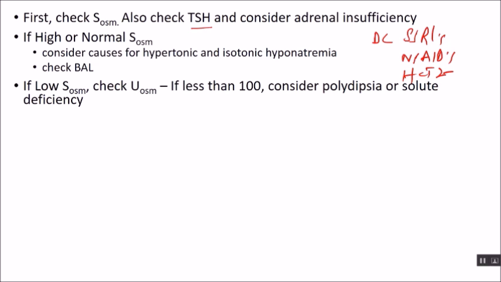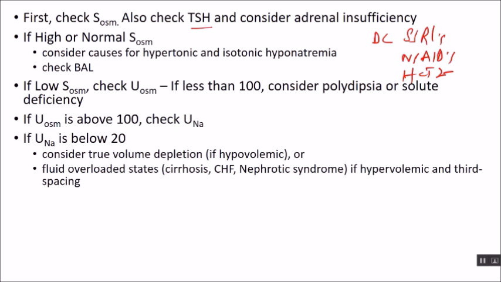Okay. If your serum osmolality is low, then you are thinking that either it's primary polydipsia or solute deficiency or SIADH or true or perceived volume deficiency. In that case, you check urine osmolality. If your urine osmolality is less than 100, then you consider polydipsia or solute deficiency. If urine osmolality is above 100, then you check urine sodium. If urine sodium is below 20, then you consider true volume depletion.